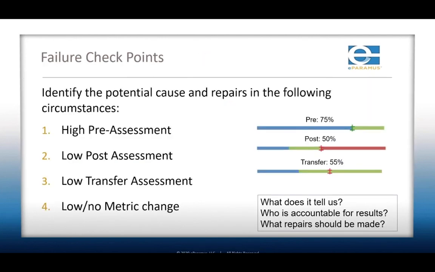So the things that you're looking for is a high pre-assessment, a low post-assessment, a low transfer assessment, or no change in the metric. If you get a high pre-assessment, that's saying that they already know the material. It would look something like this. If you get a low post-assessment, it means they didn't learn it. They had room to grow, but they didn't grow. You get a low transfer, that means that they learned all this and they lost all this. So every step of the way gives you information about running the business, all the way down to the actual skills that are learned and those that are not learned.